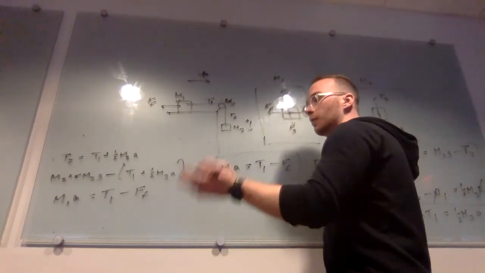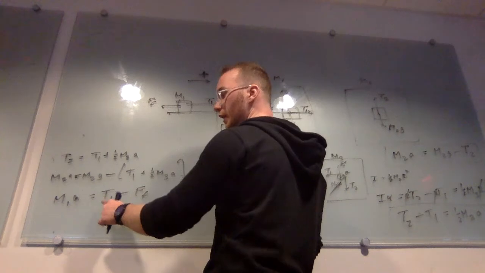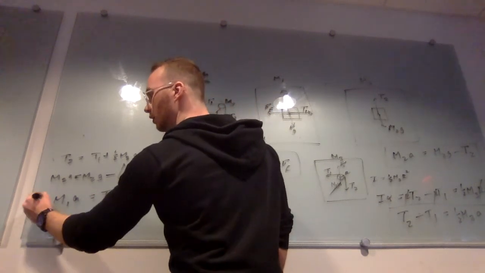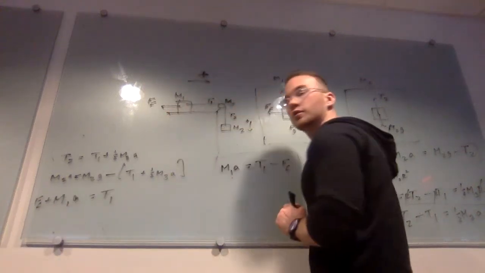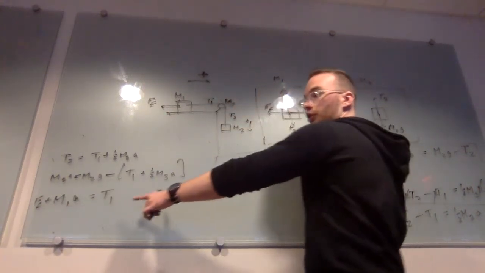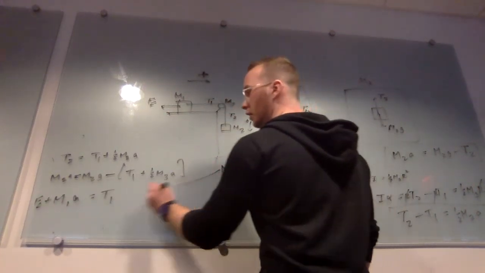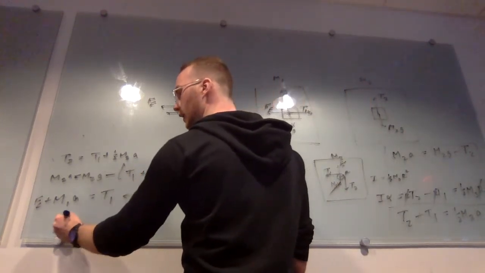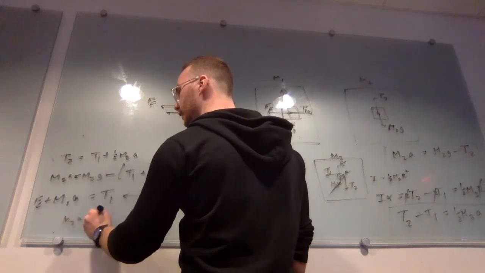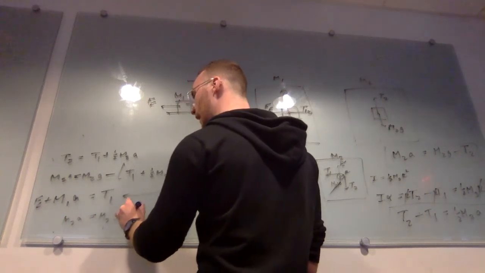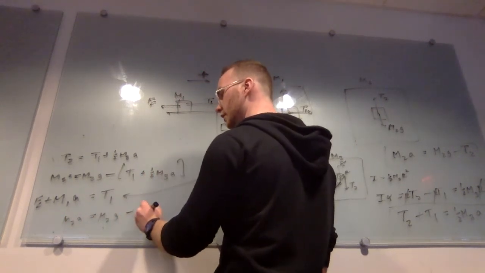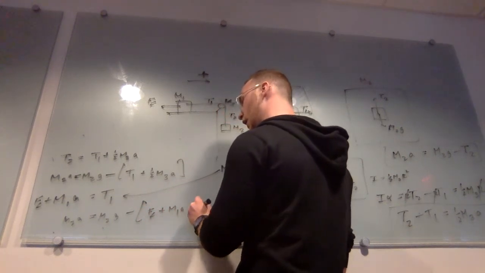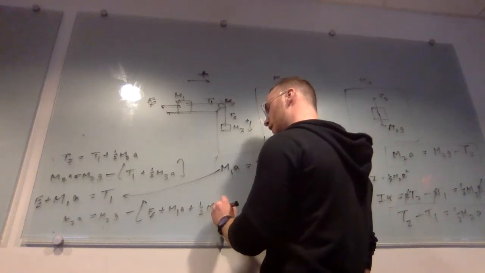And now let's do the same thing again. We could solve for T1 in here. So we would just add friction on this side. So now this is the equation for T1. This only comes from this equation. And now we could plug in T1 here. We get M2A equals M2G minus parentheses, and this is a constant, plus M1A plus 1/2 M3A.